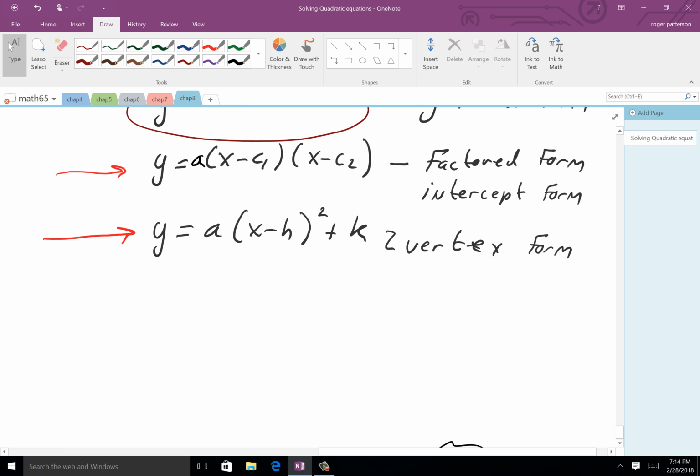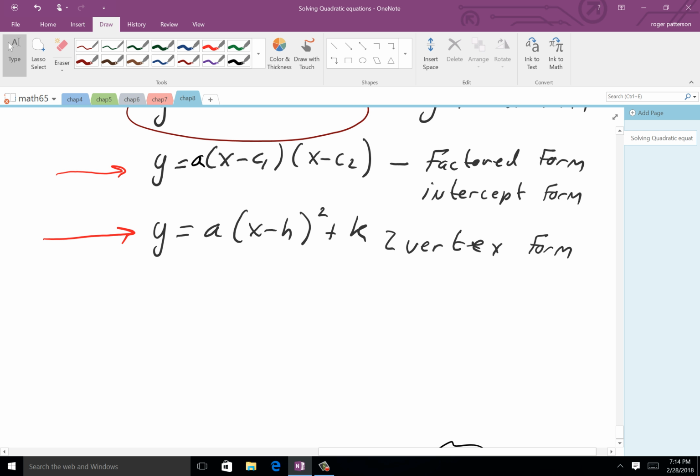It still narrows when it gets large and wider when it gets small, but as soon as you go down into the negatives, that curve opens downward. And the reason we call that a reflection is that it's reflecting over the x-axis.